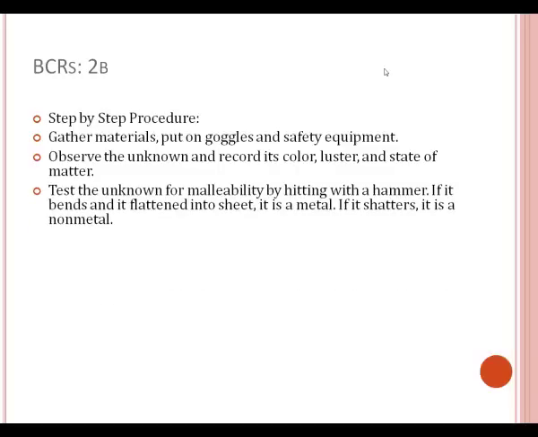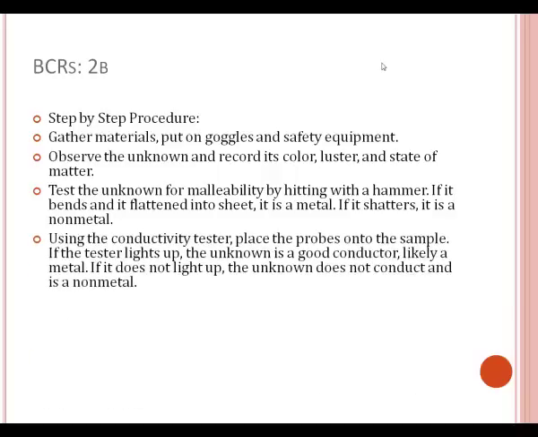Next, we're going to test the unknown for malleability by hitting it with a hammer. If it bends and is flattened into a sheet, it is a metal. If it shatters, it's a nonmetal. So an example of a nonmetal would be the sulfur that we had, that yellow solid material. Whenever you hit it with a hammer, it shattered into fine powder.